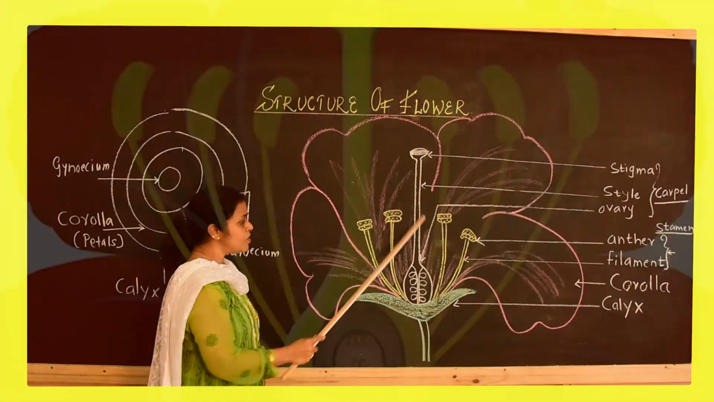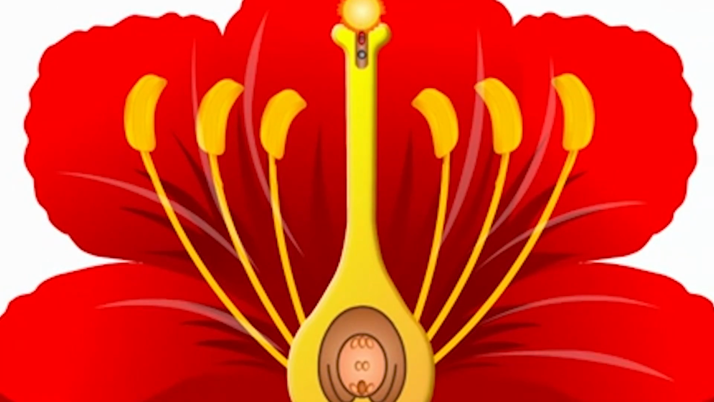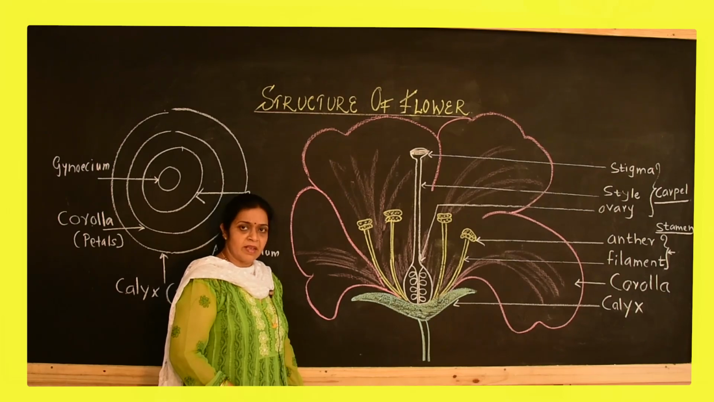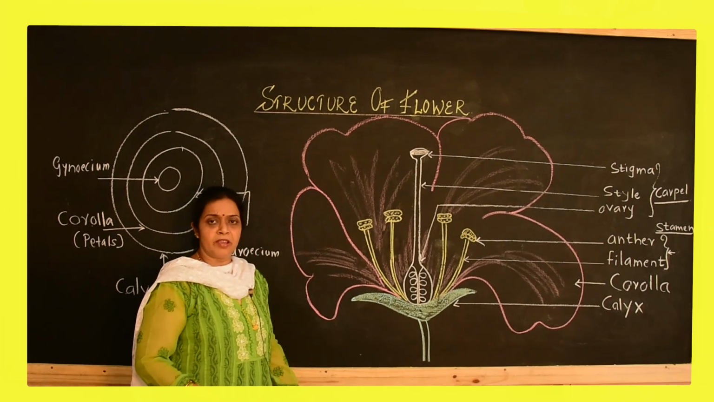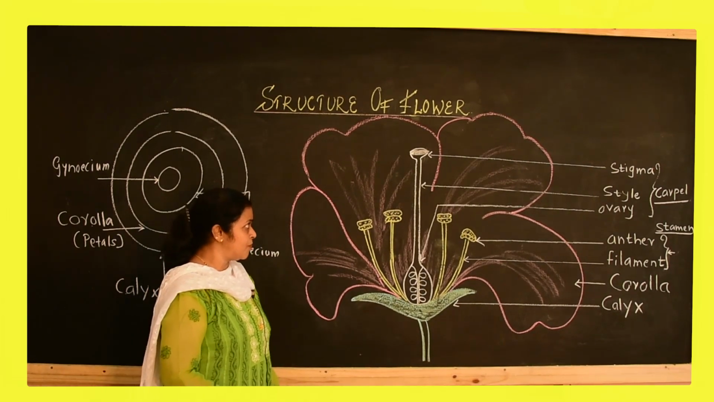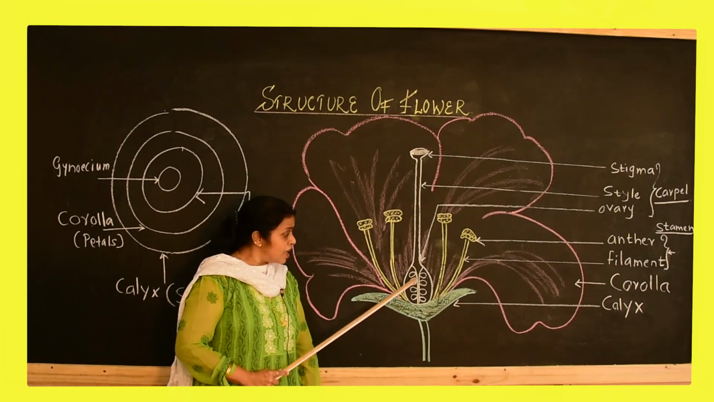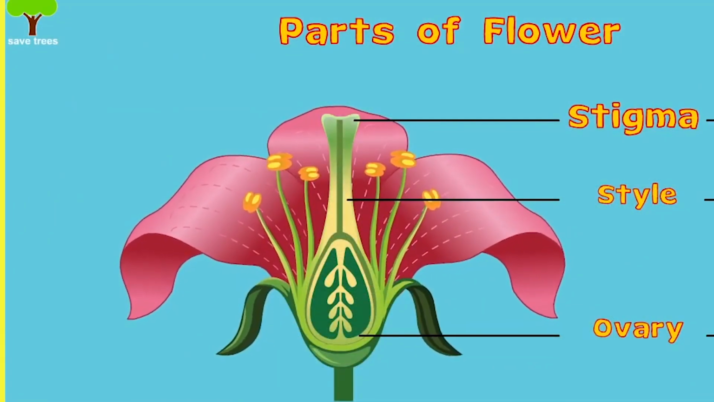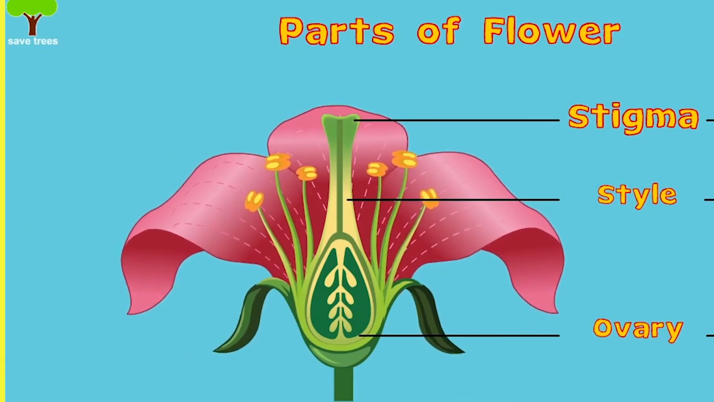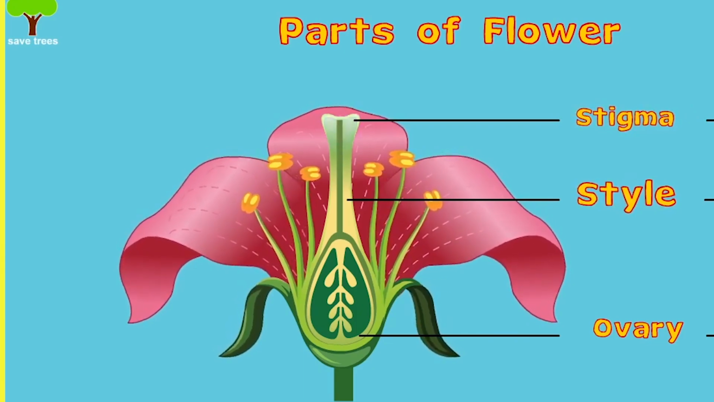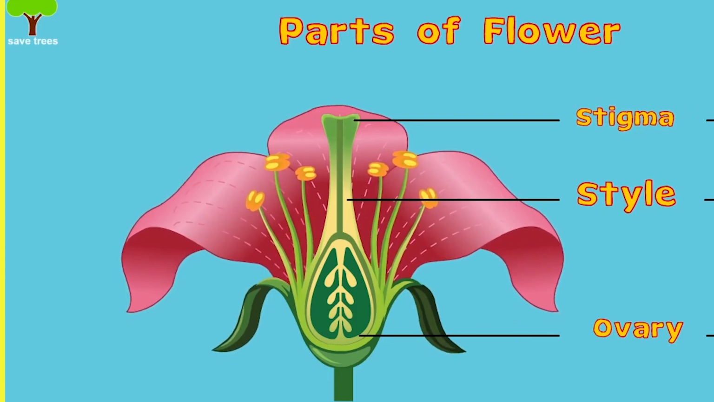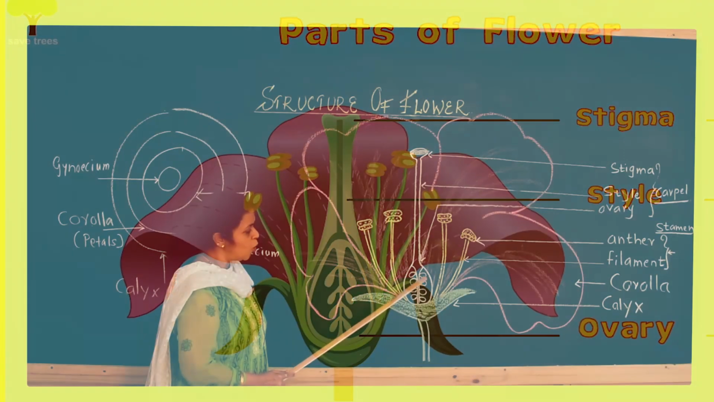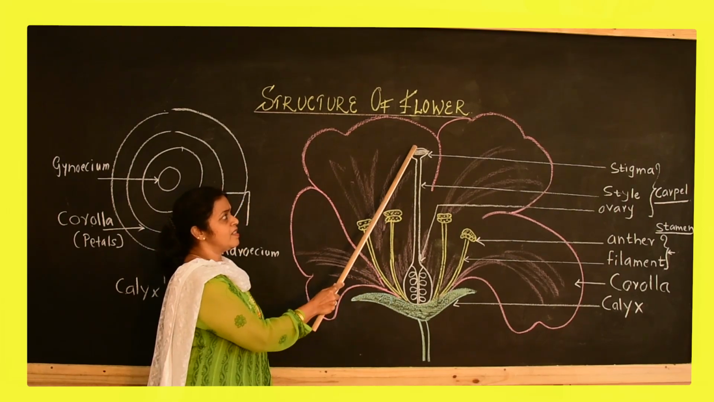Then the innermost whorl, which is called as gynoecium. This gynoecium is made up of carpels. There may be single carpel or number of carpels present there in the gynoecium. The gynoecium or the carpel is made up of ovary, which is a swollen basal part. Above that is a long slender style which terminates into a receptive part which is called as stigma. Thus, the carpel is made up of ovary, style and stigma.